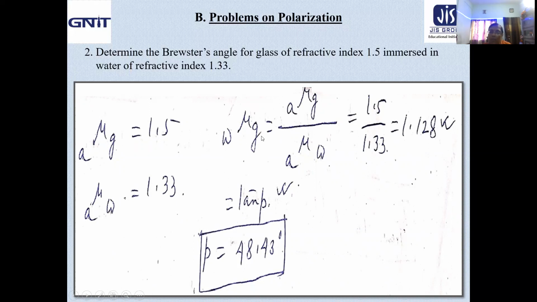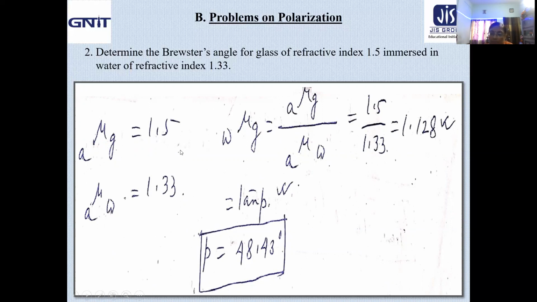Look here. Mu of glass with respect to water means mu of glass with respect to air divided by mu of water with respect to air. Look very carefully: in the numerator you should have mu of glass with respect to air, and in the denominator mu of water with respect to air. So you get 1.5 over 1.33, which is 1.128, and mu means tan P. So from there you can find P equal to 48.43 degrees.